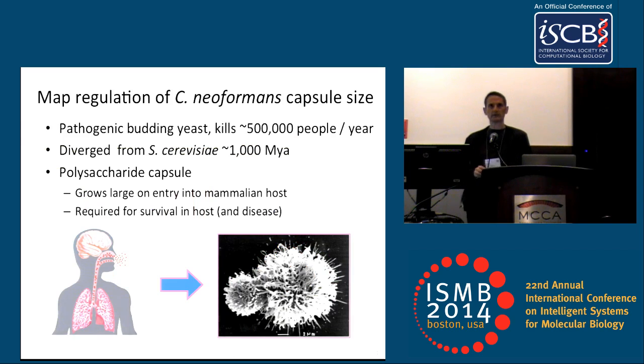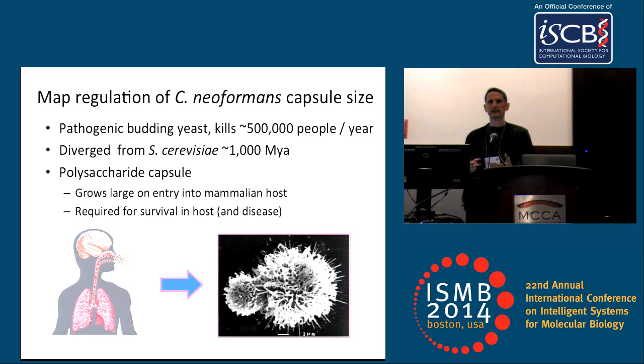So the problem that we attacked involves this pathogenic fungus called Cryptococcus neoformans. And what we tried to do was to map the network by which Cryptococcus regulates the size of its polysaccharide capsule. Cryptococcus is an opportunistic pathogen that kills about 500,000 people a year, mostly untreated AIDS patients. And its lineage diverged from that of cerevisiae not long after ours did. And so it's in principle quite a different beast.